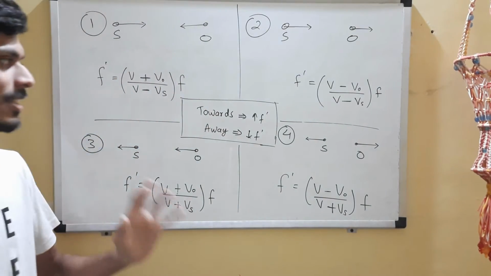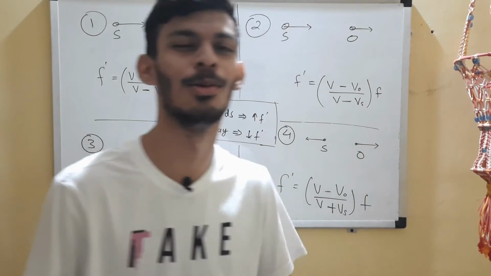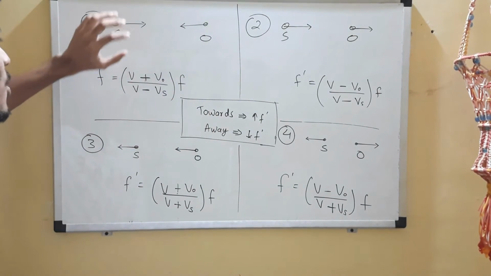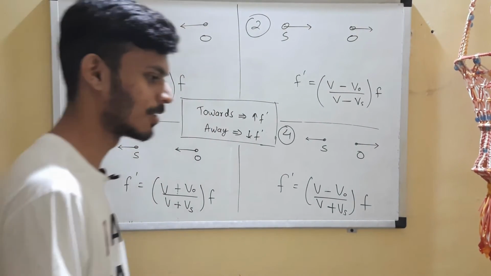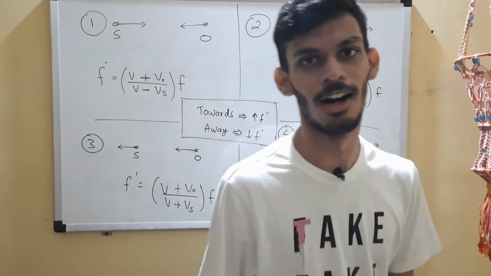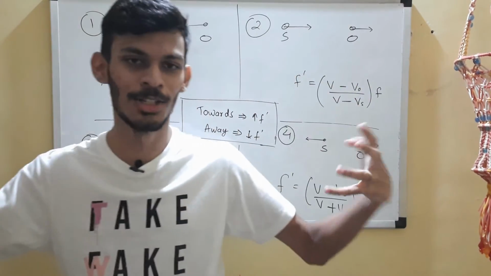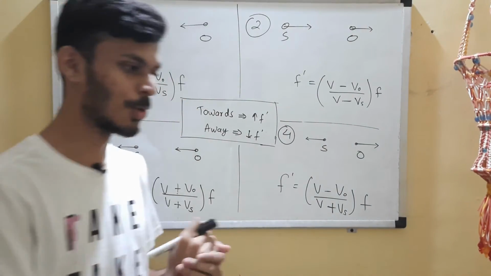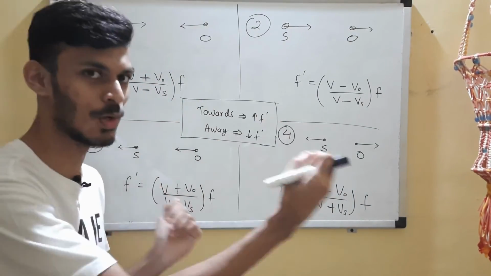Now let's discuss it from the source perspective. This is a bit tricky, but let's focus over here. So when the source is moving towards the observer, of course the number of waves produced by the source will not change. So what is changing? Let's see that. A source is moving towards the observer.